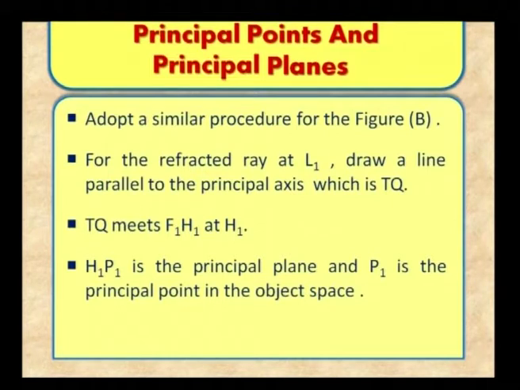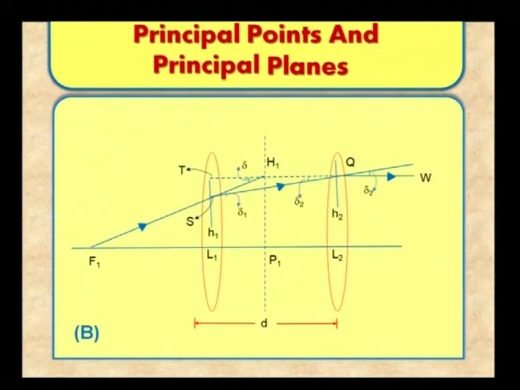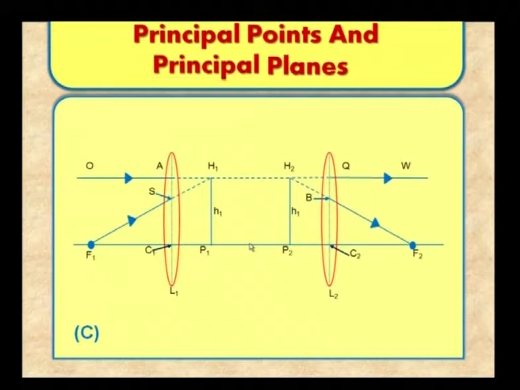I told you the principal point in the image space earlier. Now, this is the principal point in the object space. This is the principal point F1 in the object space. We will now go through the principal points and principal planes in the case of a two lens system again.